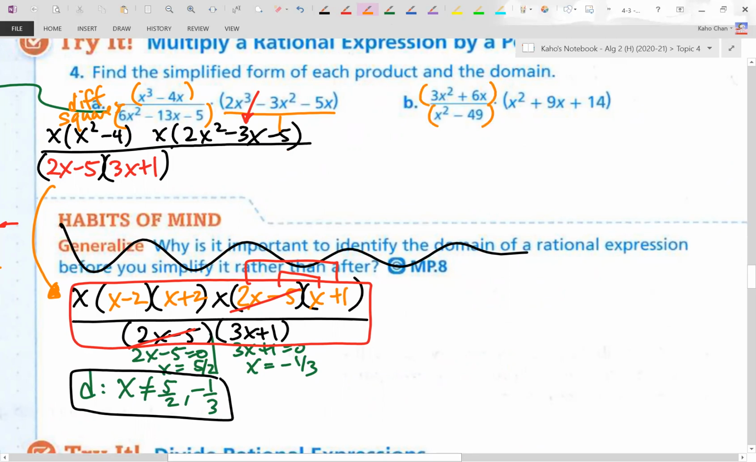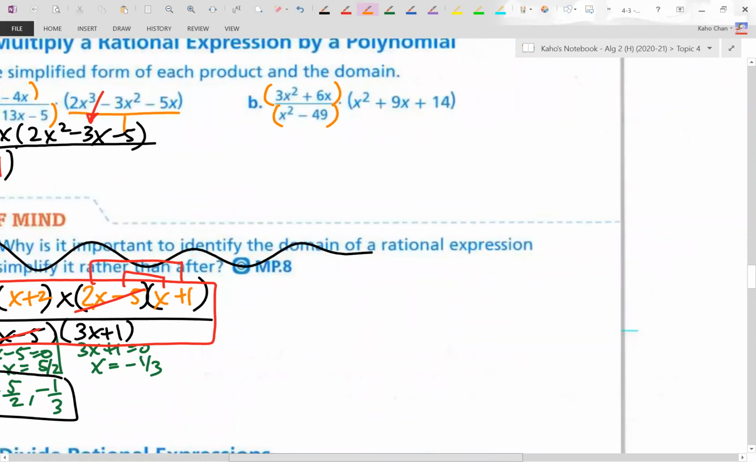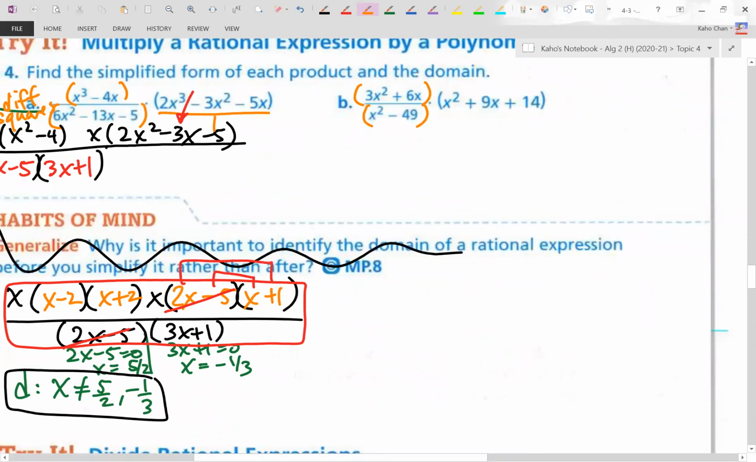A lot of factoring. Here we go. 3x squared plus 6x, let's try the monomial GCF. x squared minus 49 is the difference of squares. x squared plus 9x plus 14 is a standard quadratic that we can factor. Great. In the monomial GCF, I can take out a 3x.